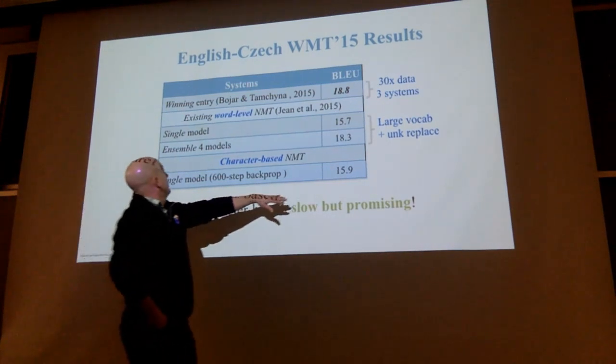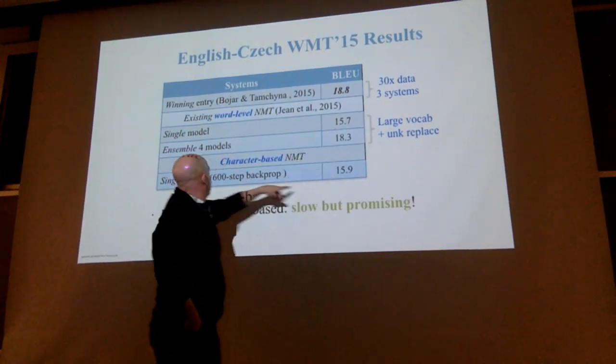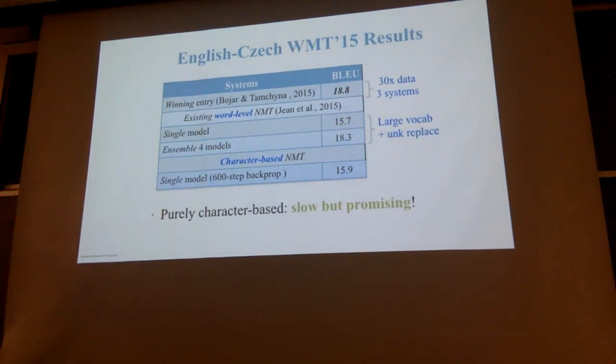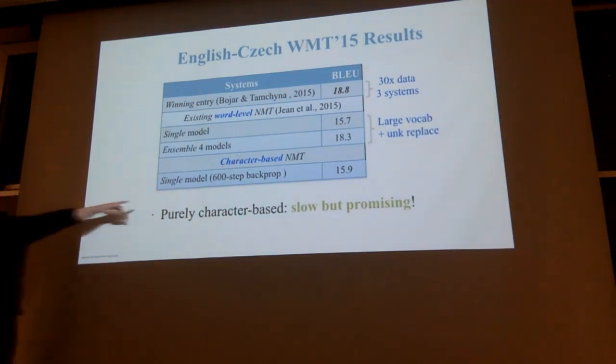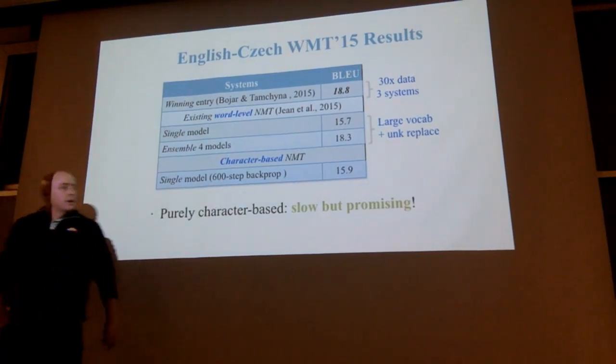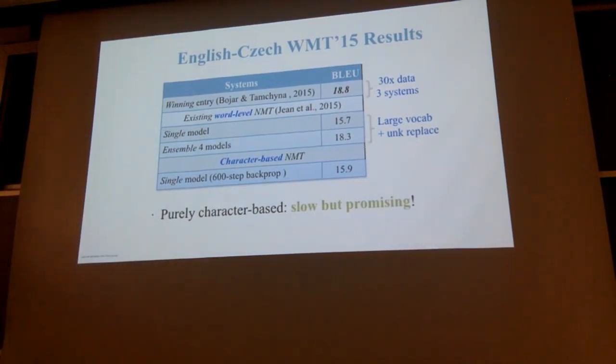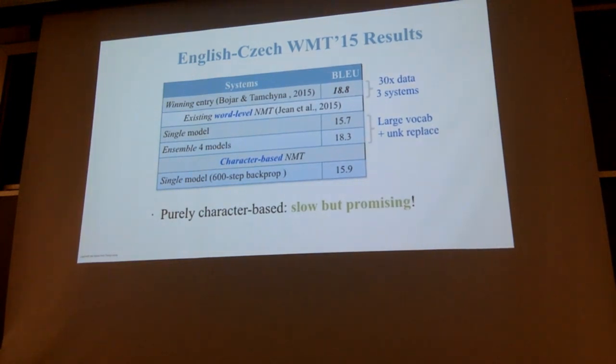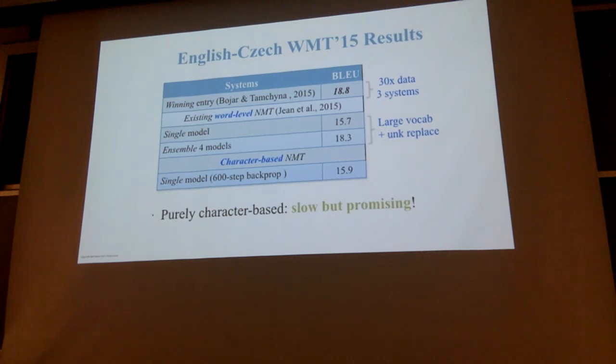So it actually is a tiny bit better than just a single model word level. That's kind of interesting. Notice this right here, 600 step backprop. What that means is that it's truncated after 600 steps. So you don't propagate the gradient all the way back. That would just take too long. 600 steps, I can't believe it's taking that long. That's a lot. But yeah, truncated after 600 steps, you don't propagate it further.